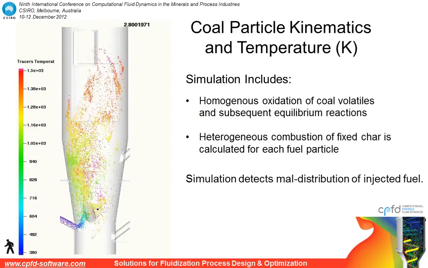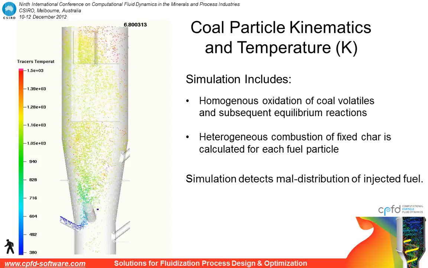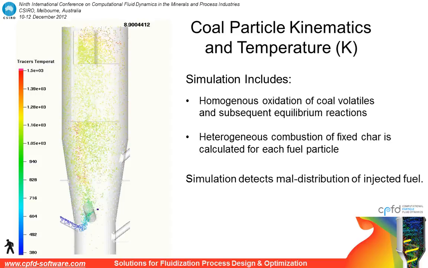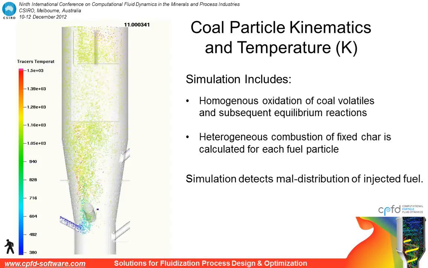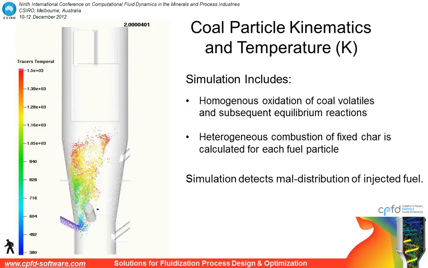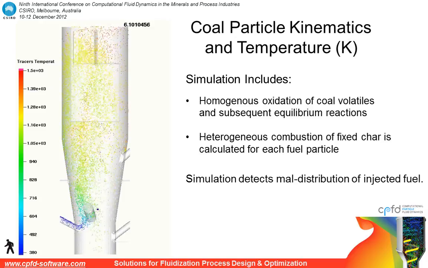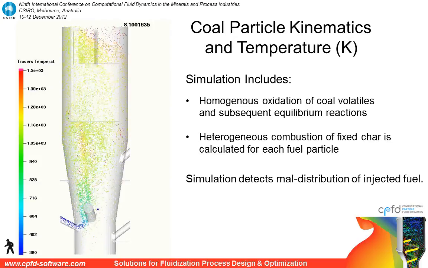Now we're looking at the coal particle kinematics and temperature. Here we're including the homogeneous oxidation of coal volatiles in subsequent equilibrium reactions, and the heterogeneous combustion of fixed char calculated for each fuel particle. This simulation indicates that there's a maldistribution of injected fuel.